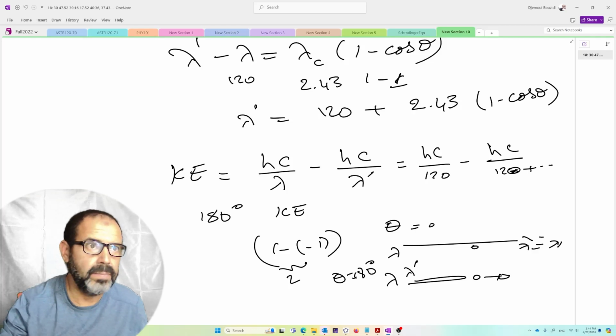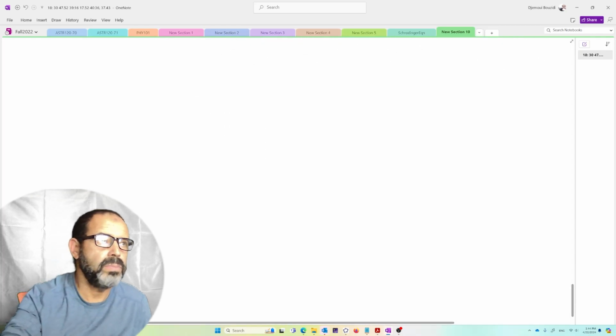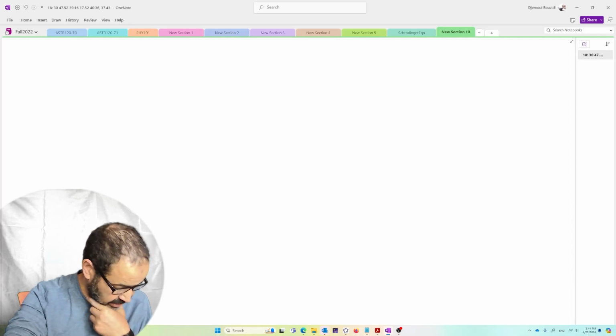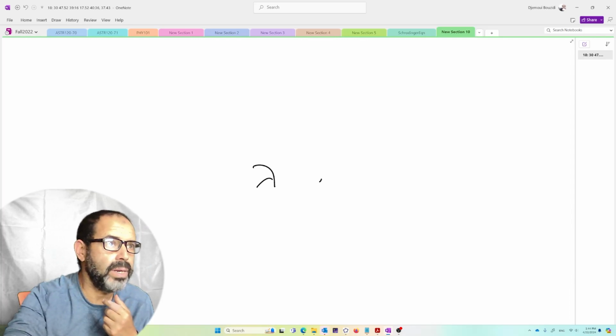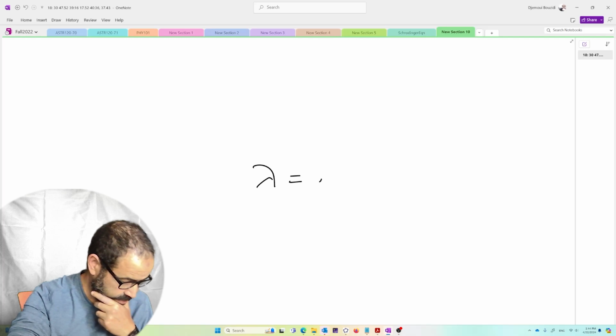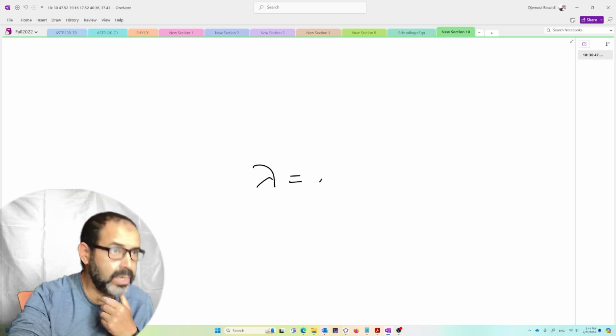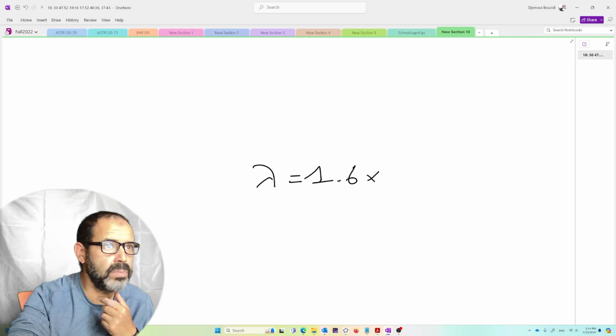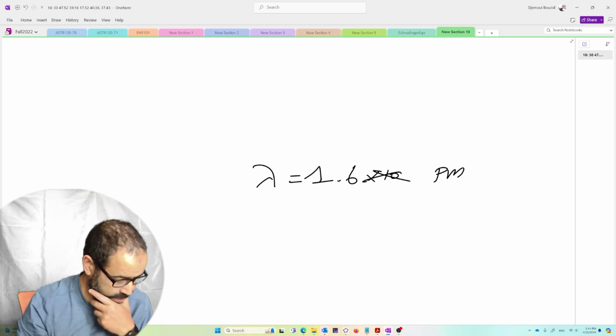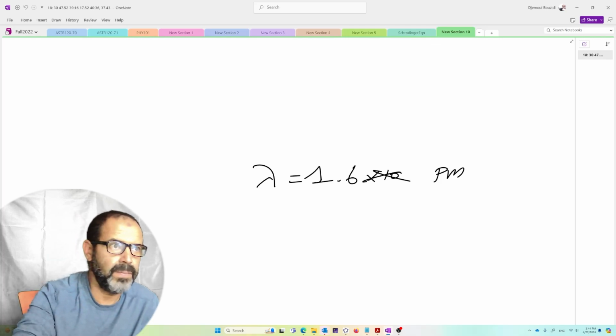Problem 17. They gave you lambda, and for some reason they gave it to you in nanometers. I'm going to take it in picometers, 1.6 picometers already. Why do I have to bother with it in nanometers or anything else? For what photon scattering does the recoiling electron have kinetic energy equal to that of the scattered photon? This should be easy to solve.